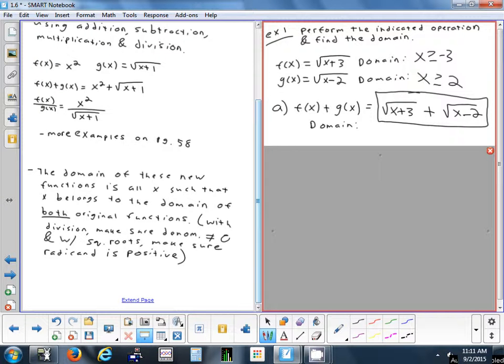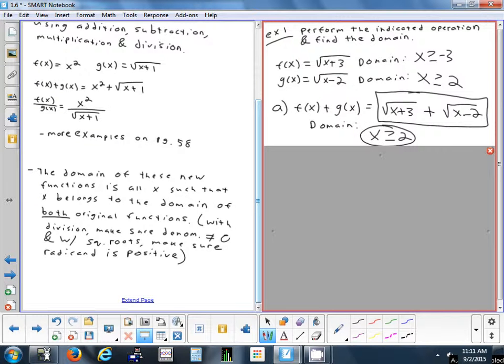Now I want to know the domain of that function. If you go back to the definition, it says the domain of the new function is all x values that belong to both of the original domains. So you could almost think about which one of these is more restrictive: x greater than or equal to -3, or x greater than or equal to 2. There's a lot of overlap here, but one of them is a little more restrictive than the other. x is greater than or equal to 2. That's your domain.